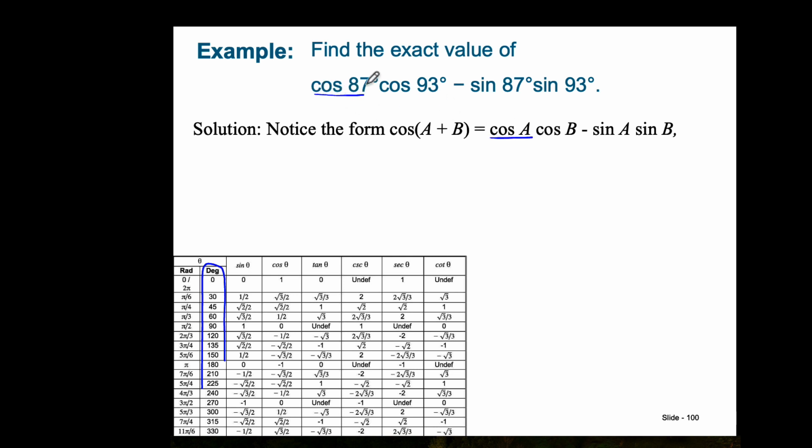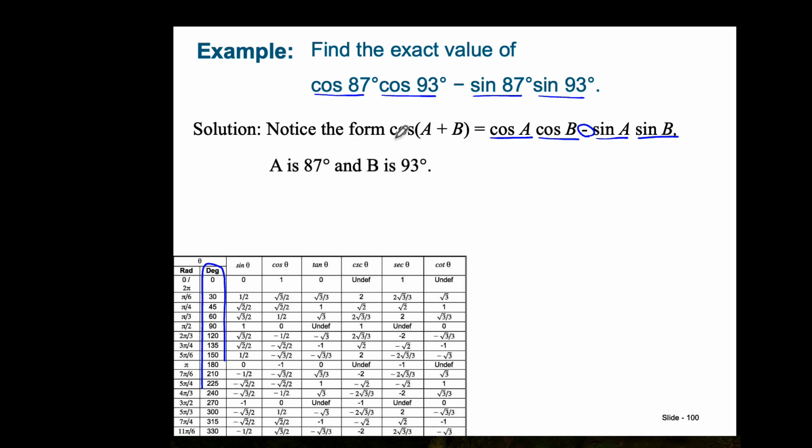Cosine of angle A, cosine of angle B, it's a minus sign that we're going to use, sine of 87 and sine of 93. So this was either the first or the second identity on our list.